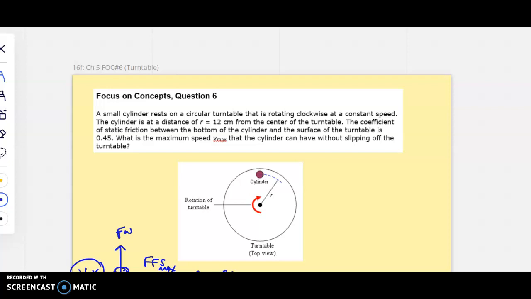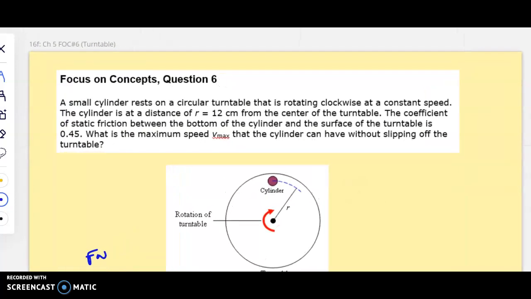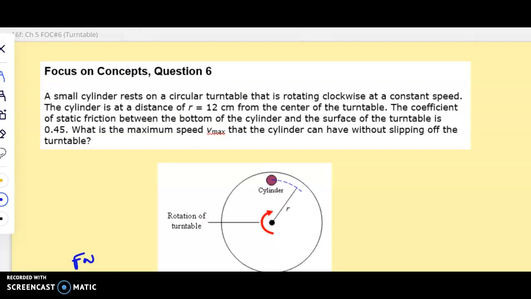It says a small cylinder rests on a circular turntable that is rotating clockwise at a constant speed. The cylinder is at a distance of 12 centimeters from the center of the turntable. The coefficient of static friction between the bottom of the cylinder and the surface of the turntable is 0.45. What's the maximum speed that the cylinder can have without slipping off the turntable?